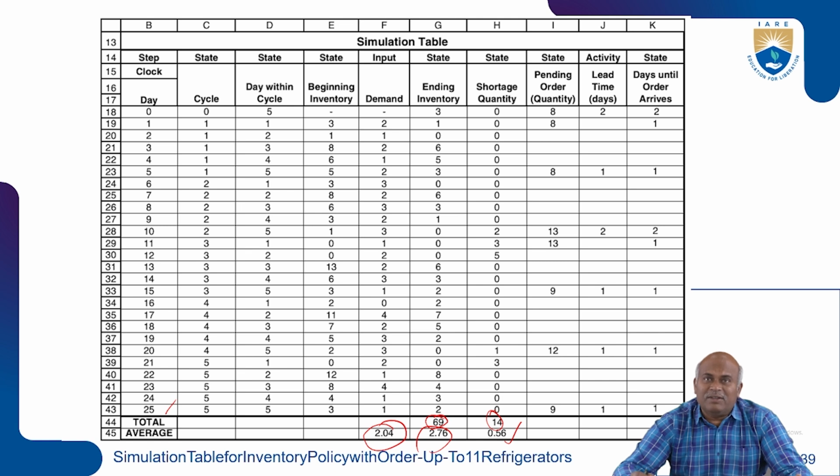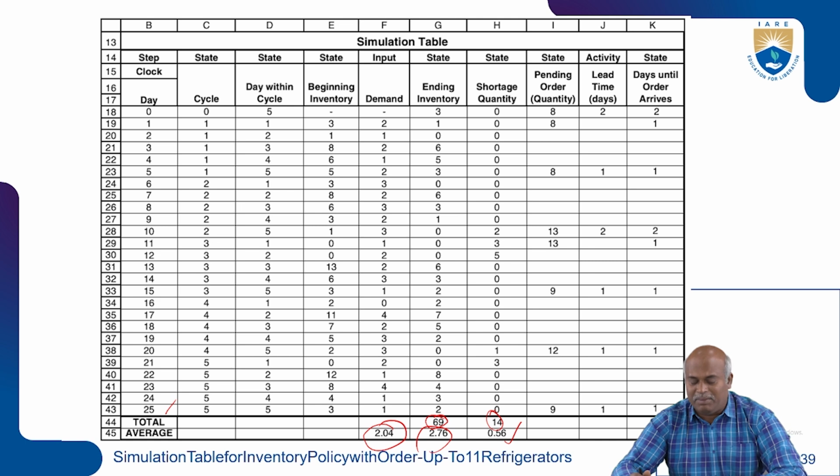Then after that, pending others, lead time and day-wise order arrival, this also we need to measure. This will not follow a fixed concept; it will vary together. Finally, we conclude that demand is 2.04 and ending inventory is 69.